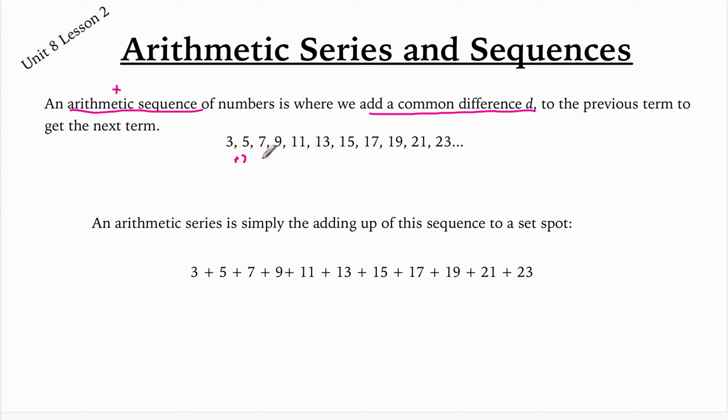We were adding 2 each time, and then we can go on forever and ever. So that is our sequence. A series is simply to add up the sequence to a set spot. Since this goes on forever and ever, and we're constantly adding 2, we could never find what it all adds up to. But if you say, I want you to find the sum of the first 11 terms, we could do that.